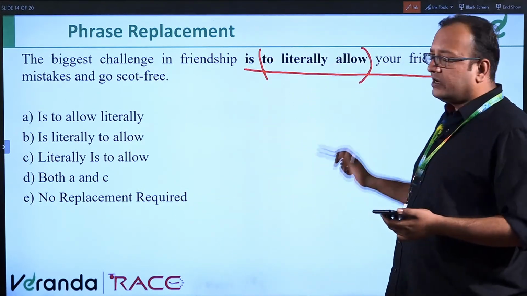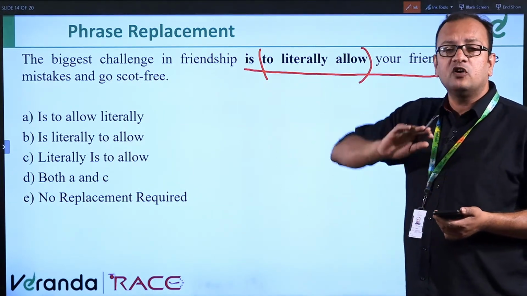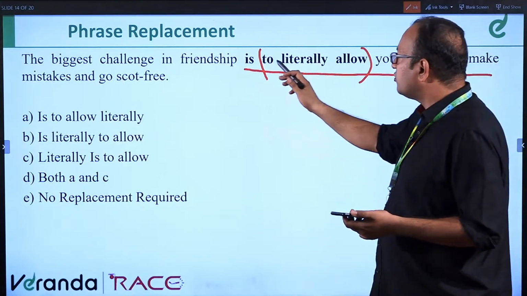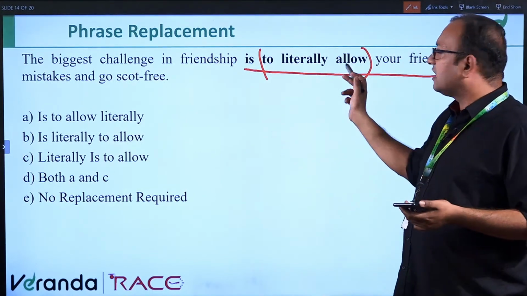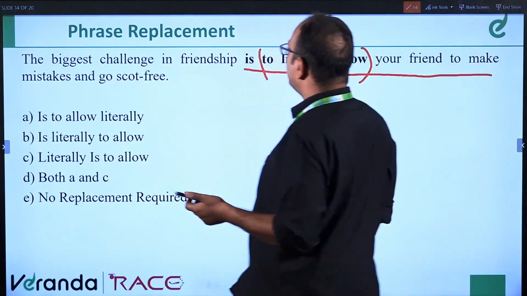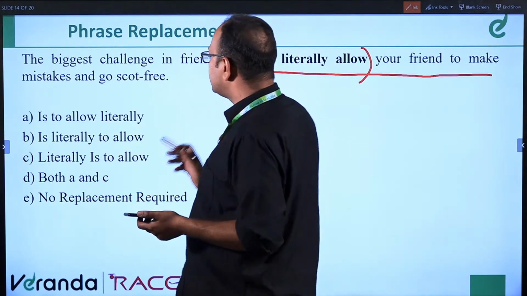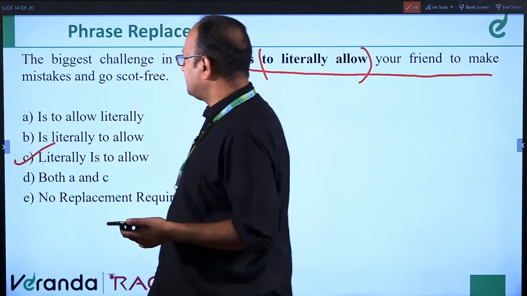to allow, it's an infinitive. We cannot split an infinitive into two. We cannot say to literally allow. Literally cannot be placed between to and allow. It has to be removed from there. So the biggest challenge in friendship is to allow literally. Incorrect. The answer will be C.